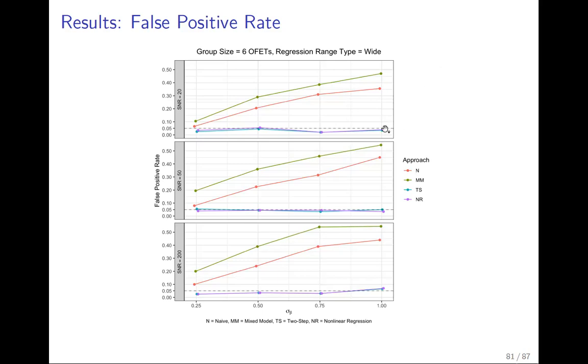The nonlinear regression and two-step rates were close to the target of 0.05, but the naive and mixed model rates were well above 0.05 in several simulations.